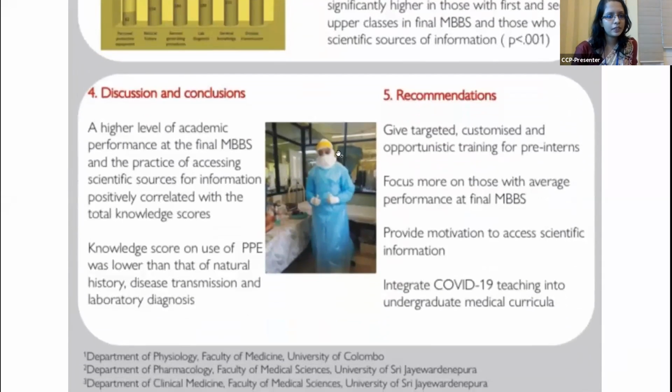So the conclusions we derived were that there was a positive correlation between sound knowledge on COVID-19 and better performance at the final MBBS examination, and also with the usage of scientific literature. Also, the knowledge on areas like disease transmission, lab diagnosis and natural history of the disease was significantly better than the knowledge on areas like correct usage of PPE.